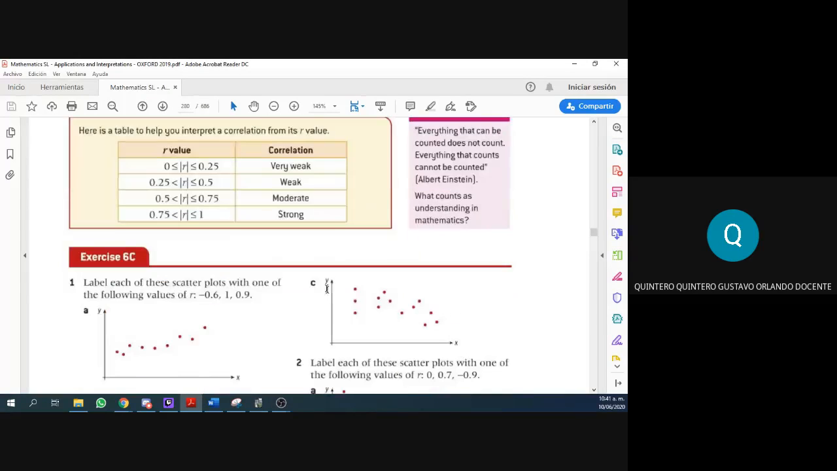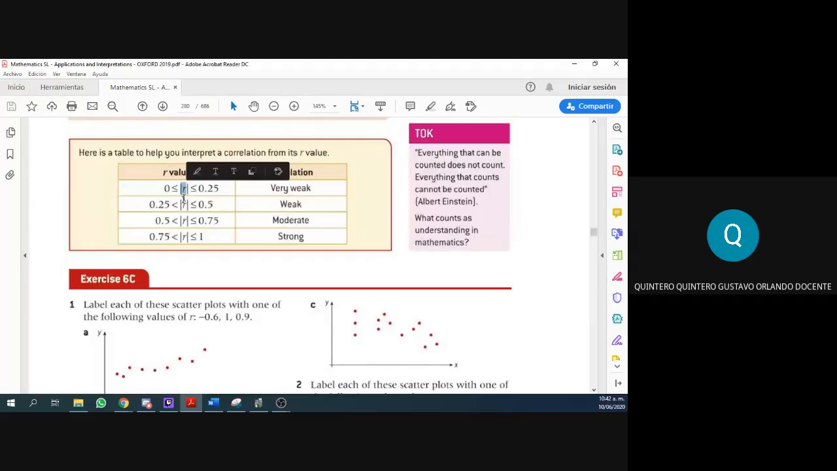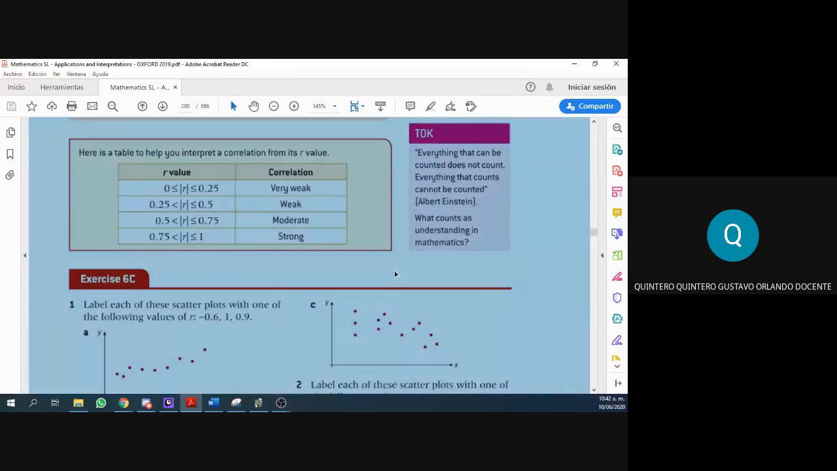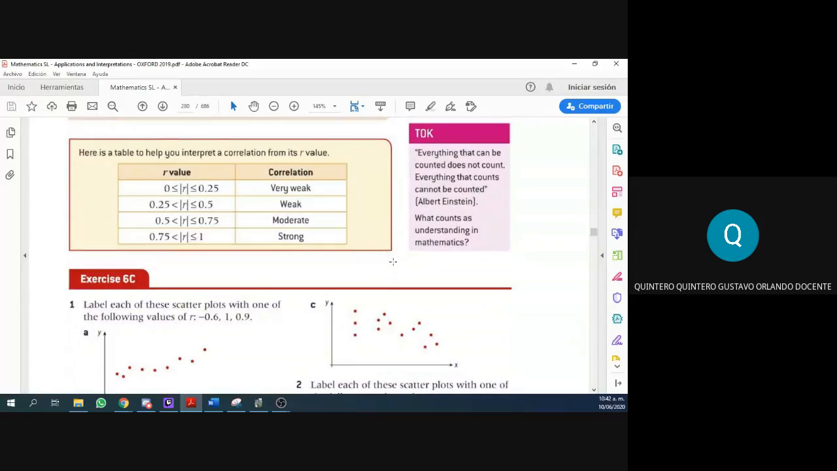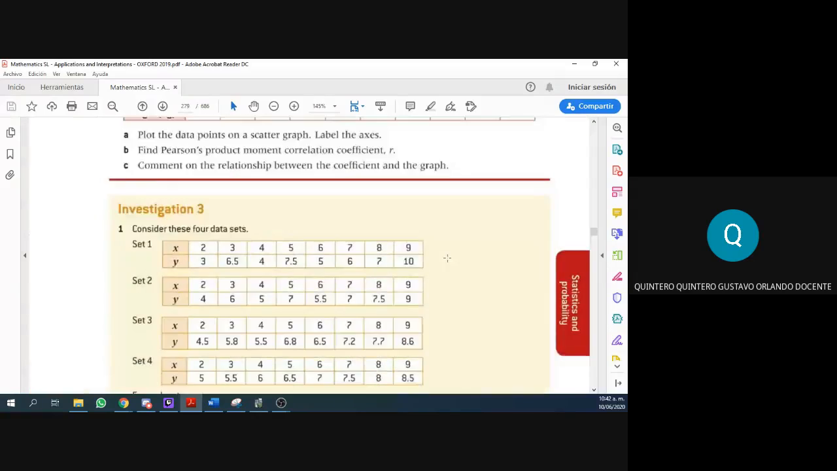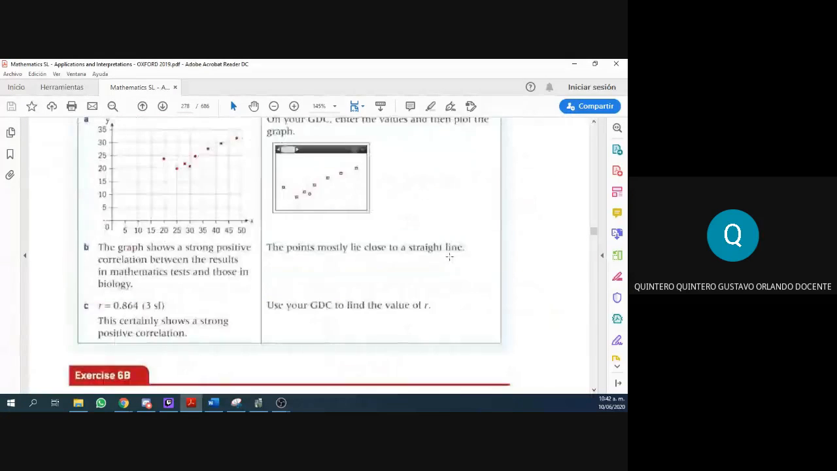Now we don't have to look at the drawings anymore. We don't care about the drawing. We care about the R. The value of R is going to tell you the strength of the correlation, all right? But like I said at the beginning, this is just the absolute value. We are going to ignore the positive or negative, meaning positive or negative is going to tell us something more.